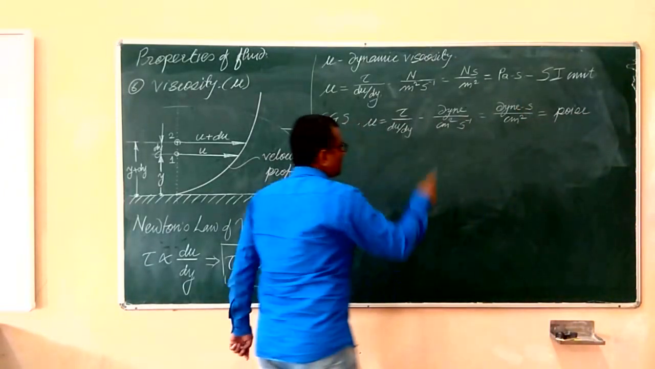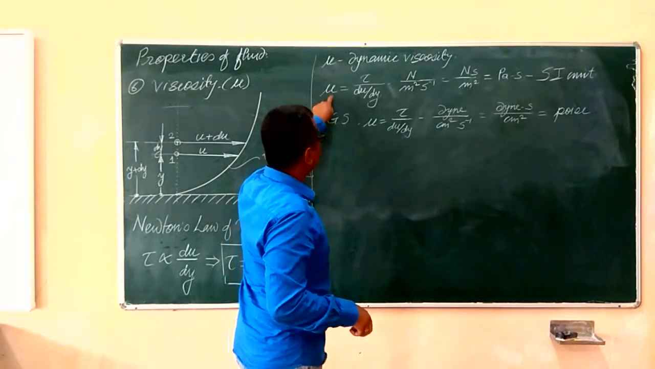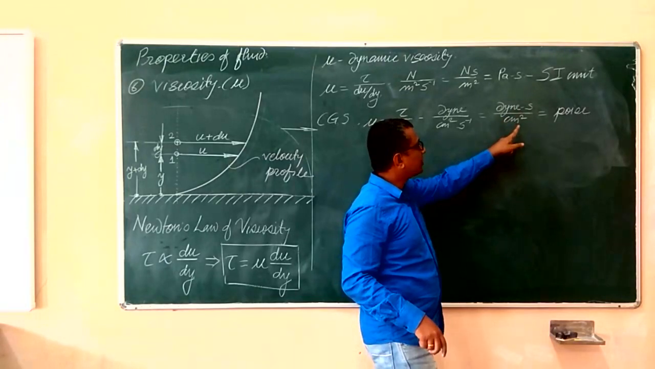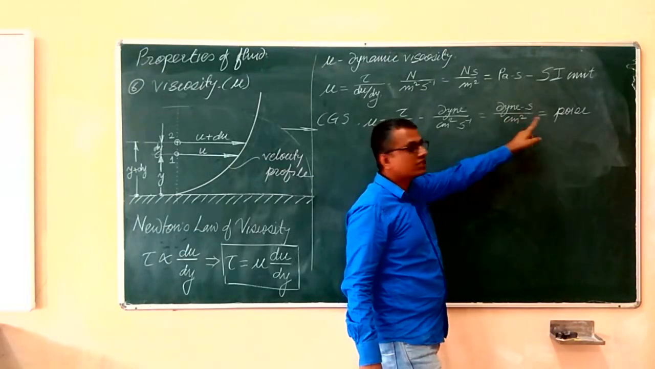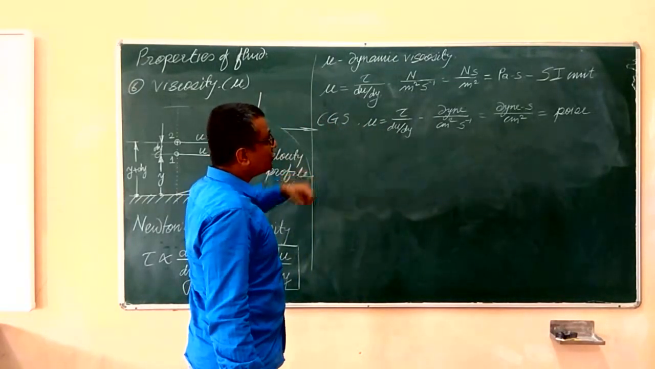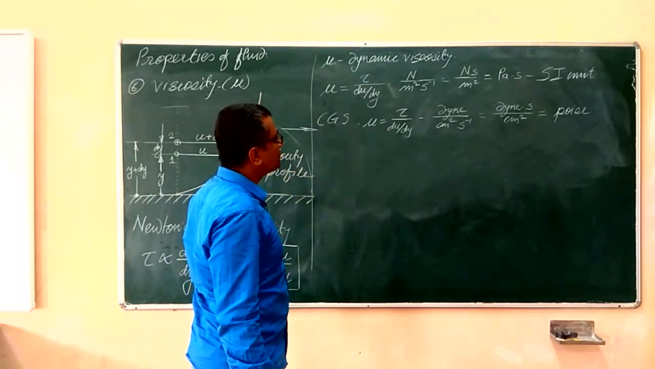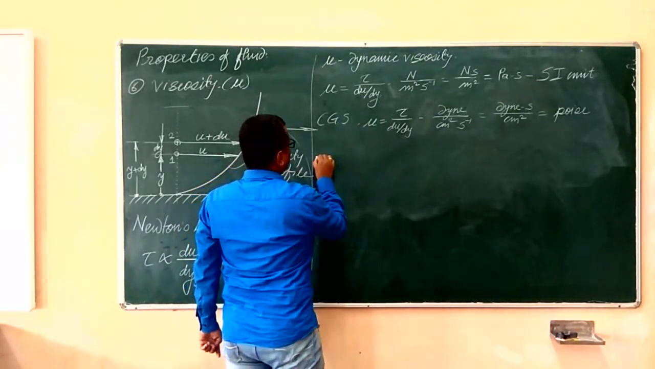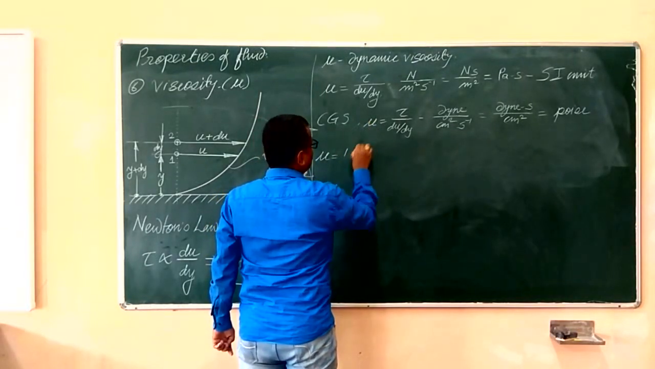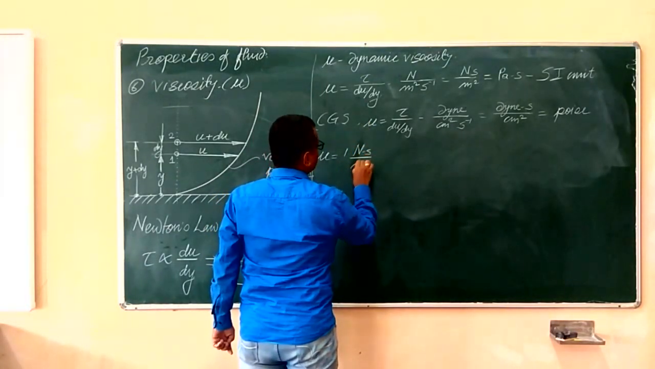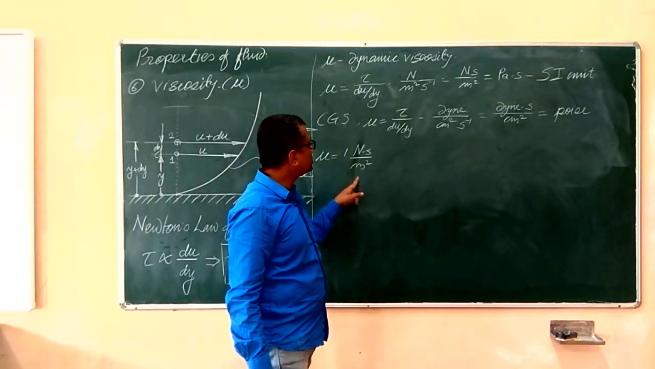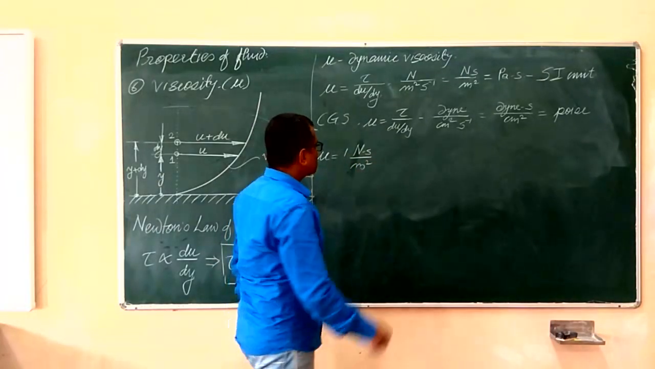So I repeat, the SI unit is Pascal second, whereas the CGS unit is dyne second per centimeter square, and 1 dyne second per centimeter square is nothing but 1 Poise. Now let us check out the relation between the SI unit and the CGS unit of dynamic viscosity. Let us say mu is equal to 1 Pascal second, or 1 Newton second per meter square. Let us express this quantity in terms of CGS. So how much will it be?